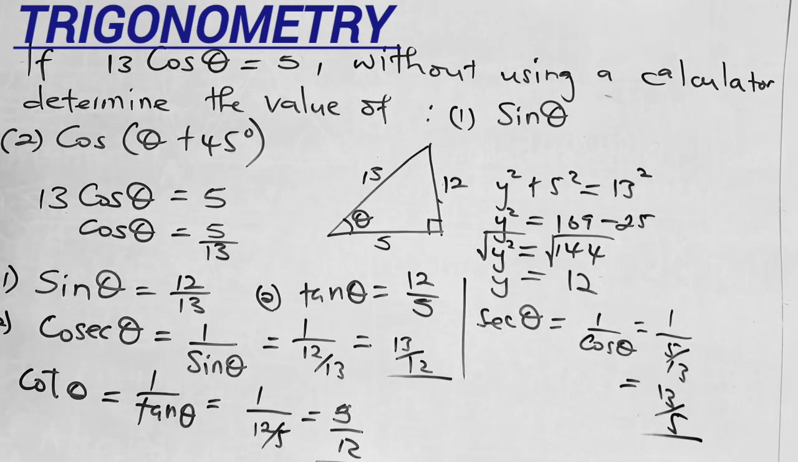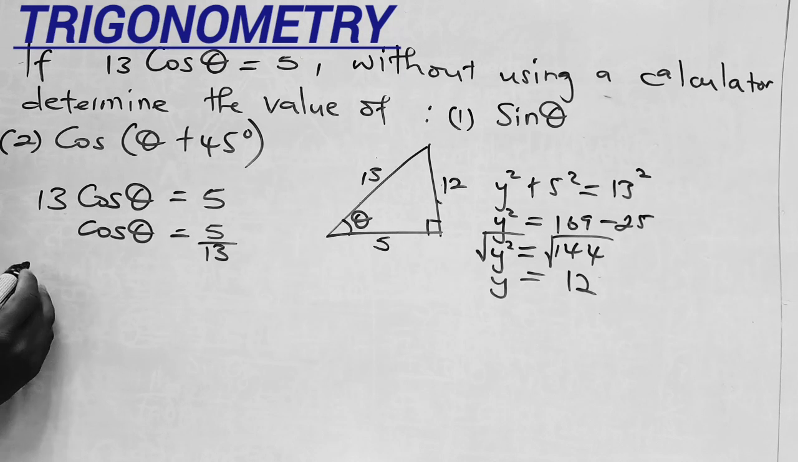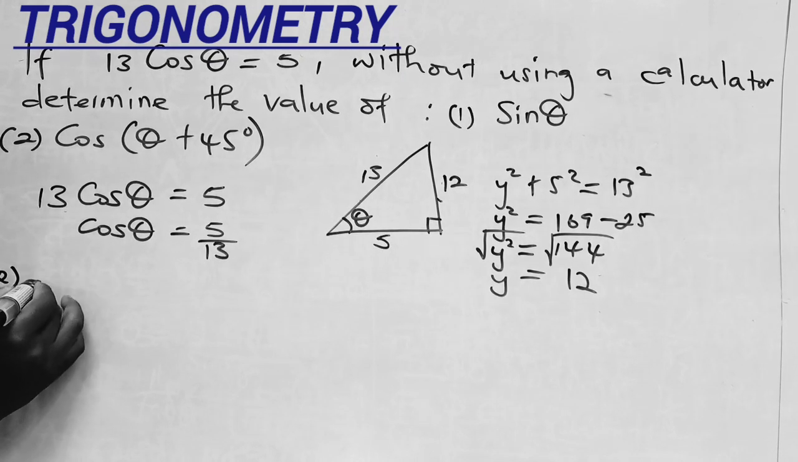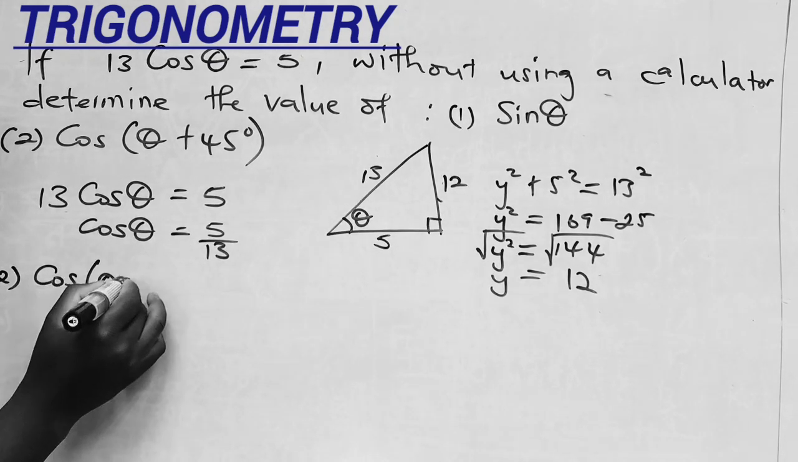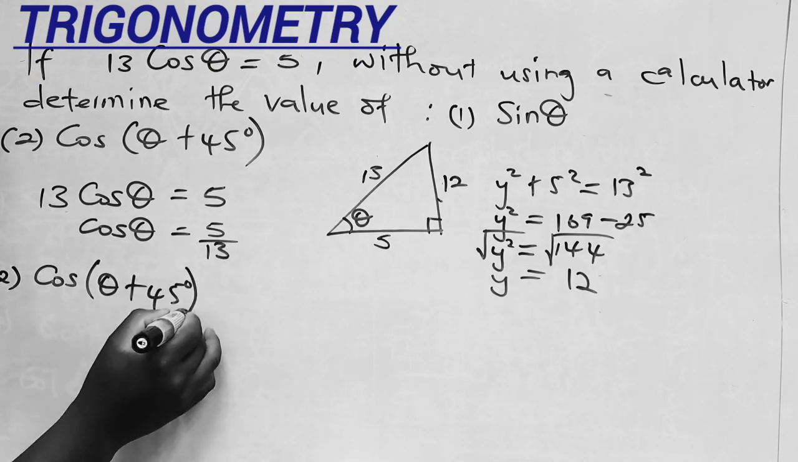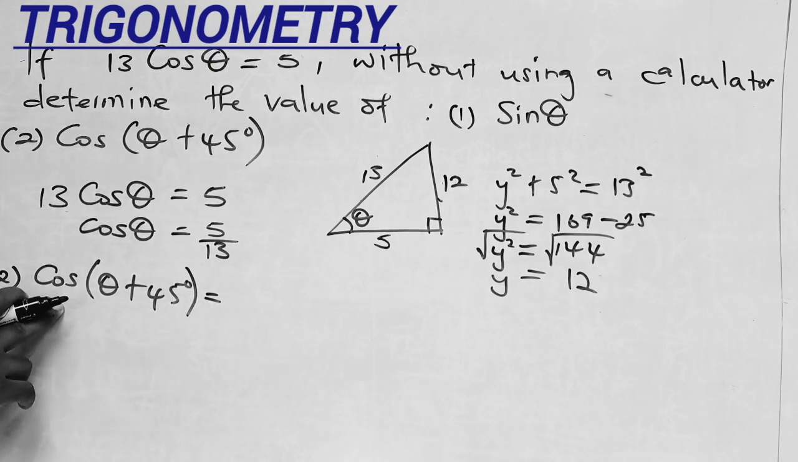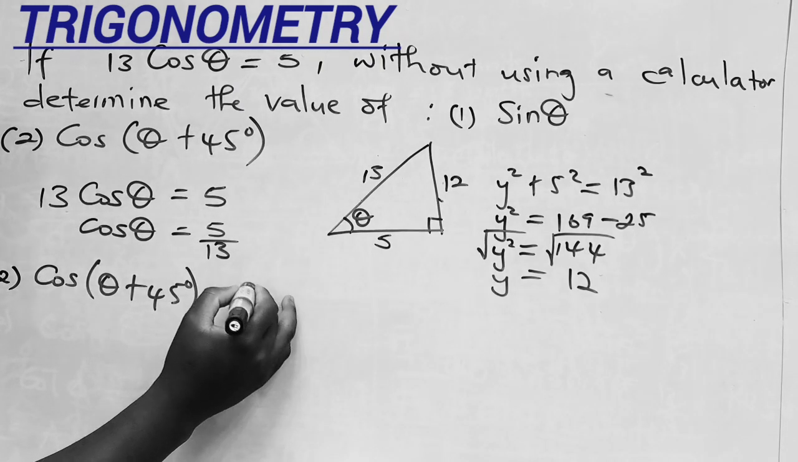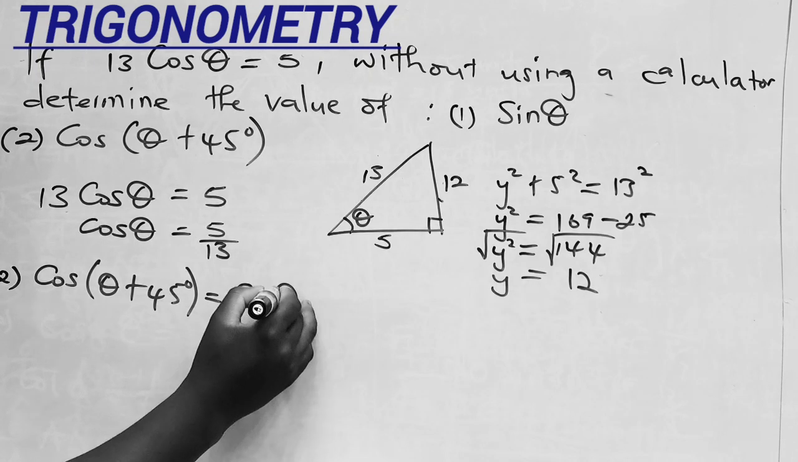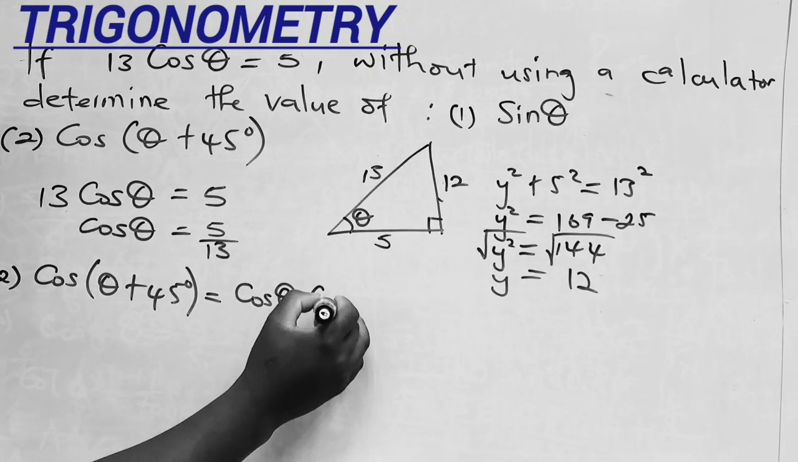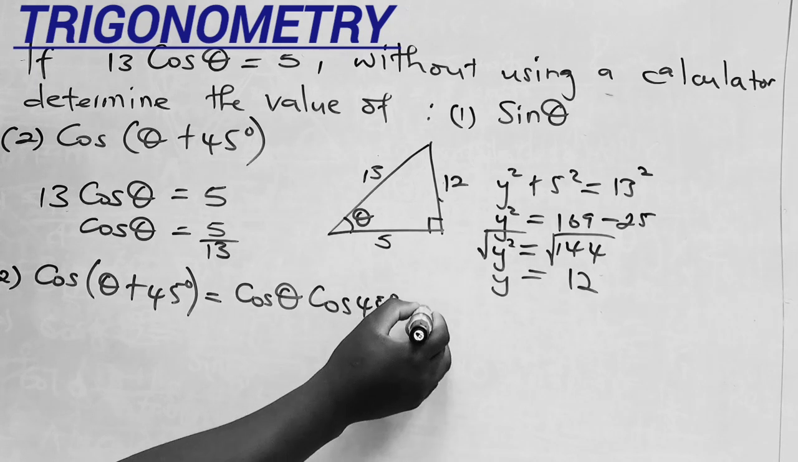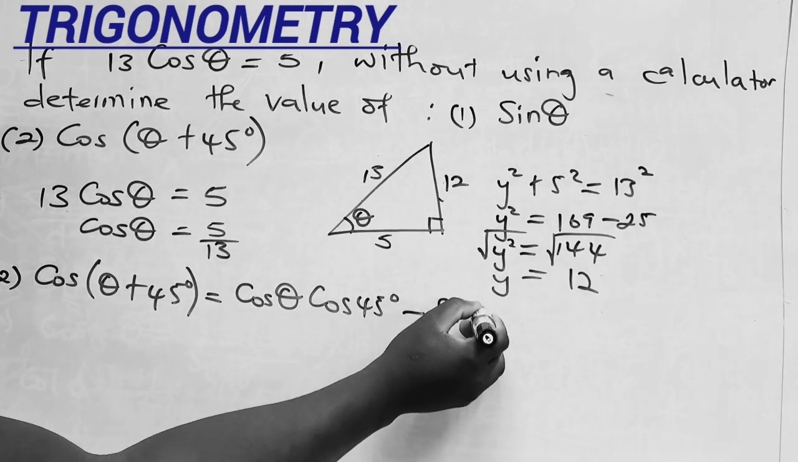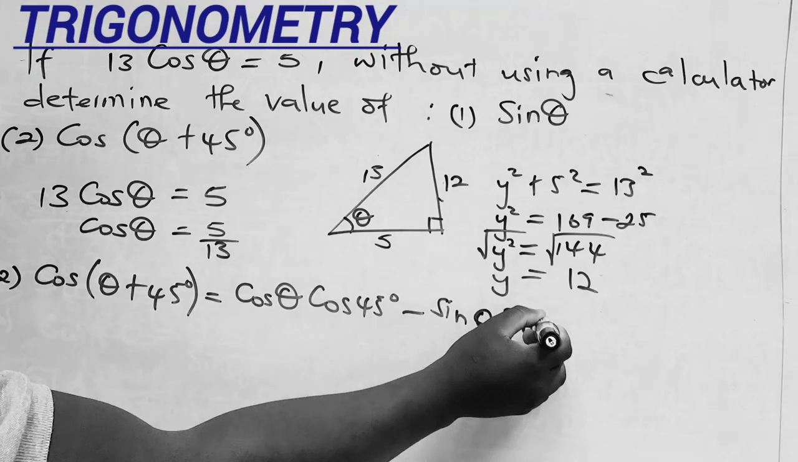So now let's see how we can do number 2, cos of theta plus 45. For cos of theta plus 45, this is a compound angle identity, so we need to expand it. And then it expands to cos theta cos 45 degrees minus sin theta sin 45 degrees.